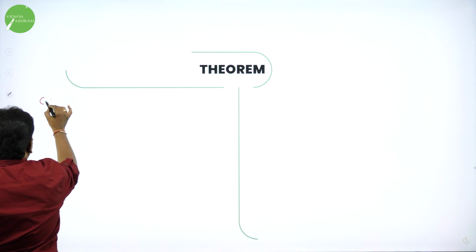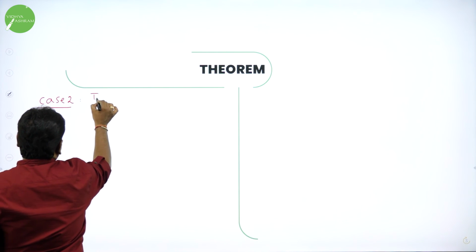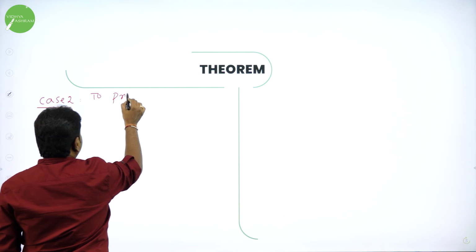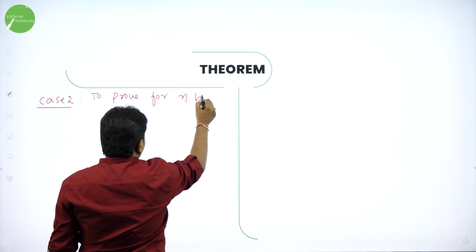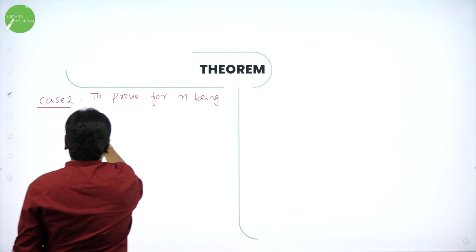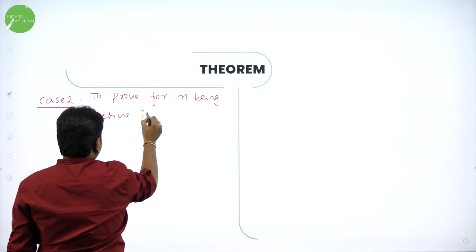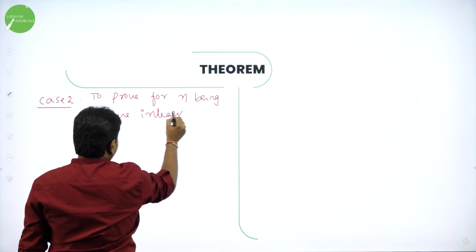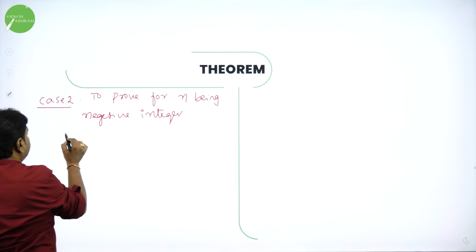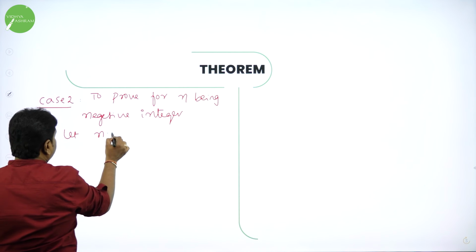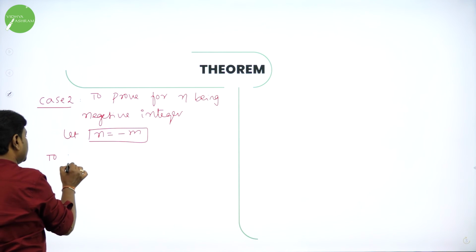Now I will go to case 2. What is case 2? Case 2, to prove for n being a negative integer. Now I will prove for n being a negative integer. Let n be equal to minus m. I am assuming n is minus m, and to prove the same, what do we need to prove?